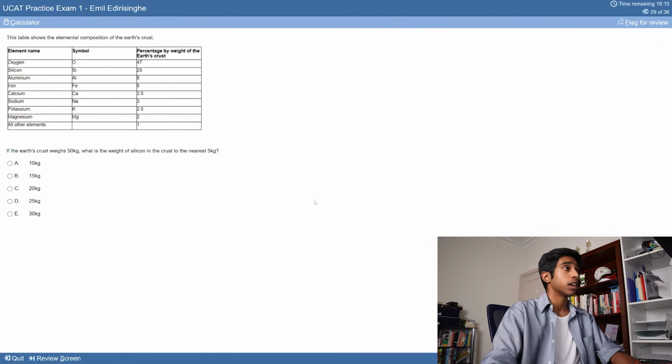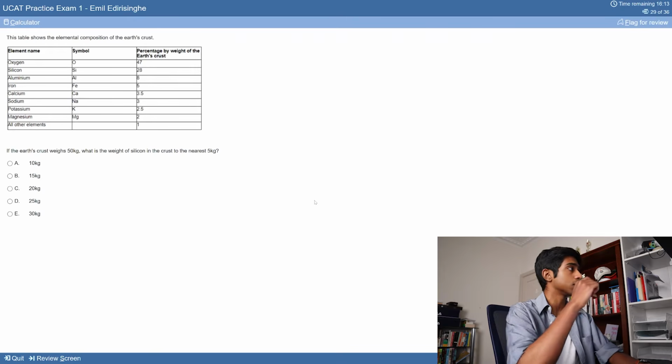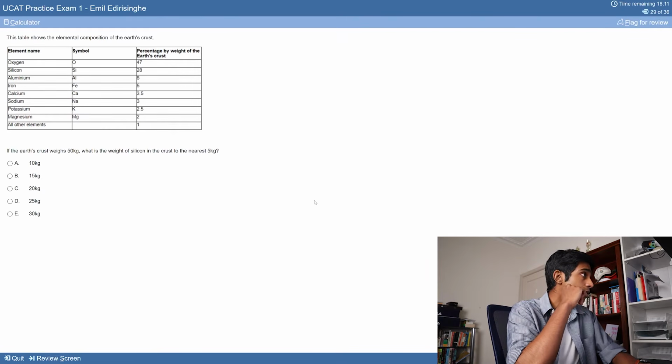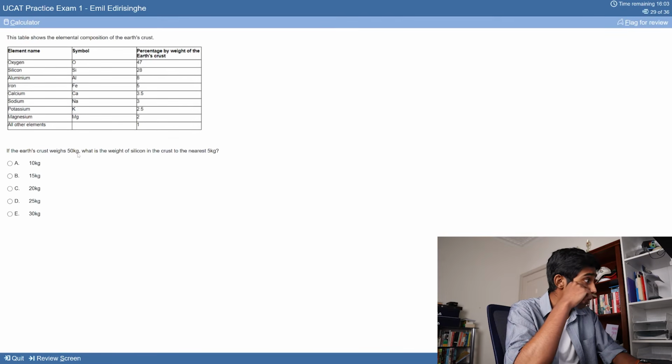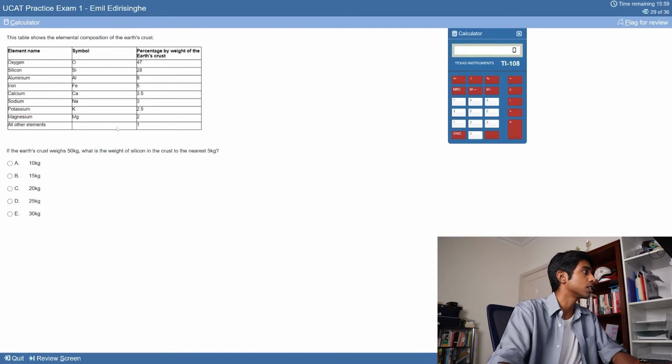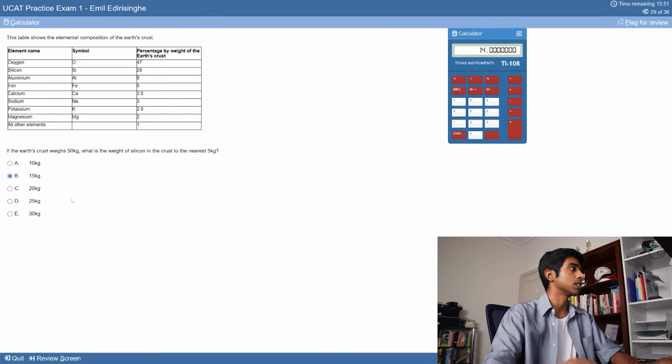Okay. Elemental composition of the Earth's crust. So percentage, simple element name. If the Earth's crust weighs 50 kilograms, what's the weight of silicon in the crust to the nearest 5 kilograms? Silicon, 28. So 50 times 0.28. Is that 14? So the nearest 5 is 15.